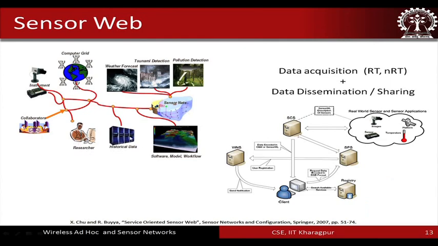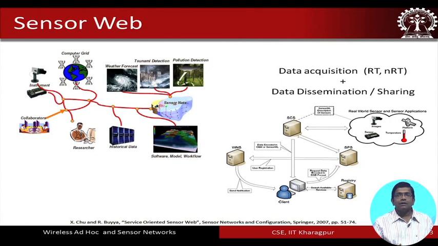researchers, we have historical data, we have weather forecast, tsunami, we have pollution detection, etc. All these different data are basically sent to the web and probably to a computer grid where the data can be processed further.